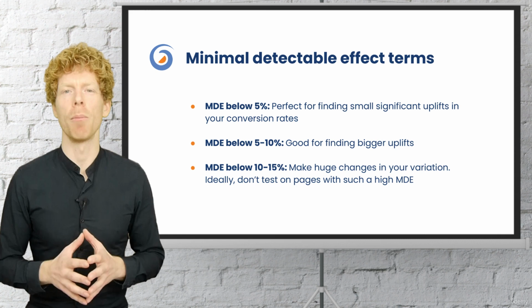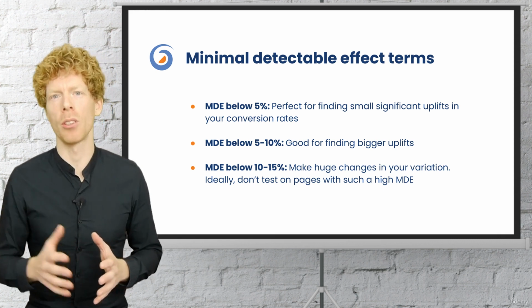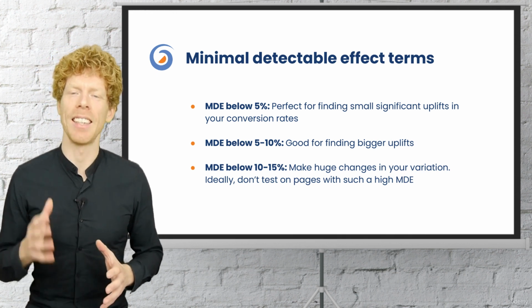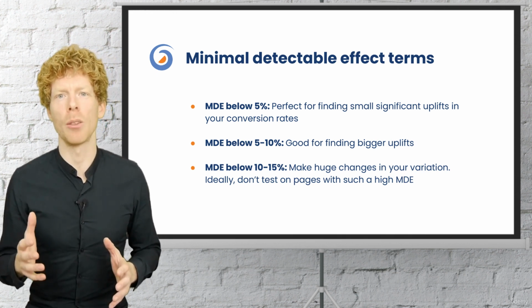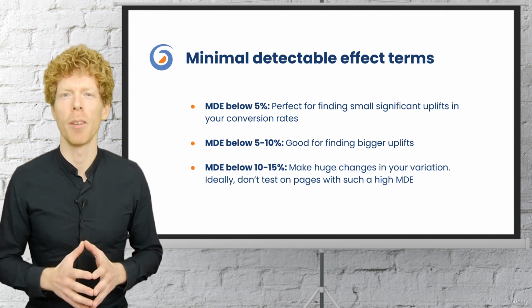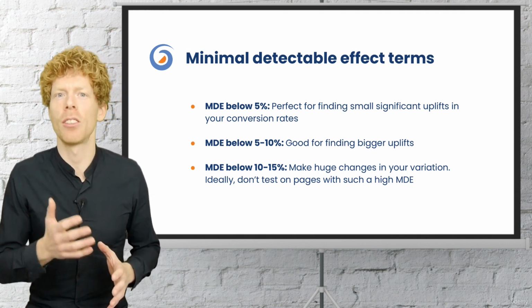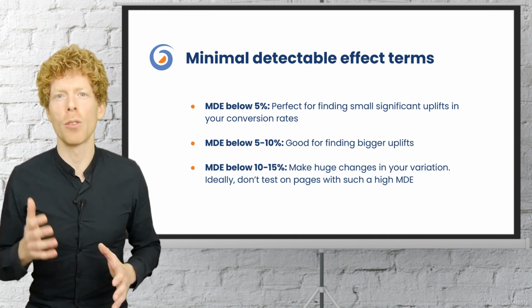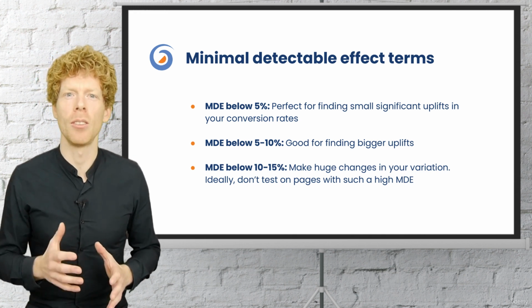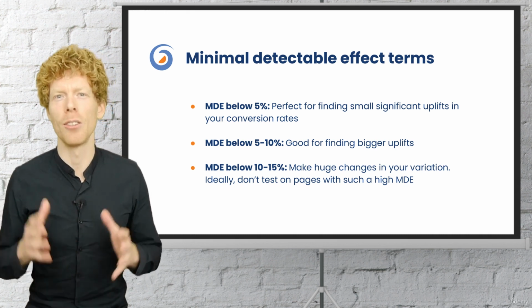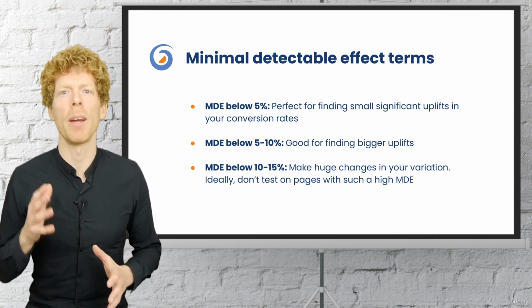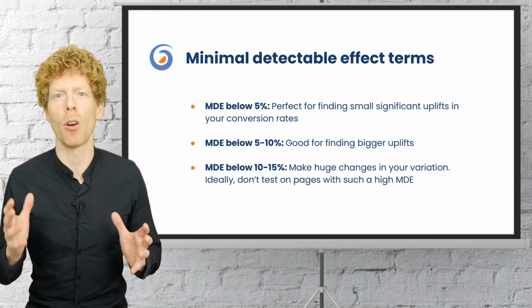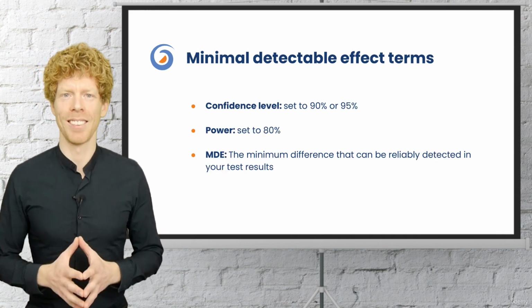When you have an MDE between 10 and 15 or 20%, you need to make huge changes in your variation. Ideally, I do not test on pages with such a high MDE, because it is not very likely that you find such an uplift with a single A/B test. But if you have a low traffic website and MDEs do not get much lower than this, do test huge changes and make sure you have solid evidence for these changes to work from your optimization research.